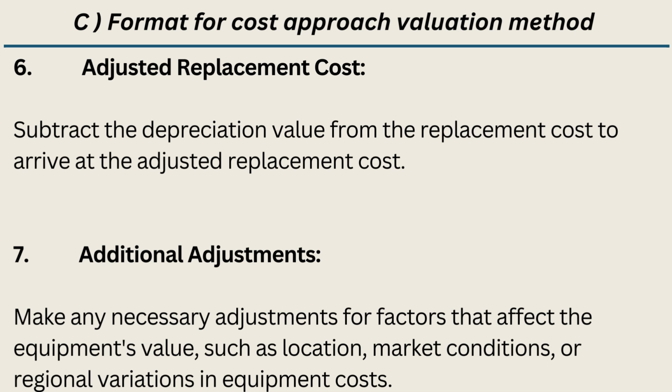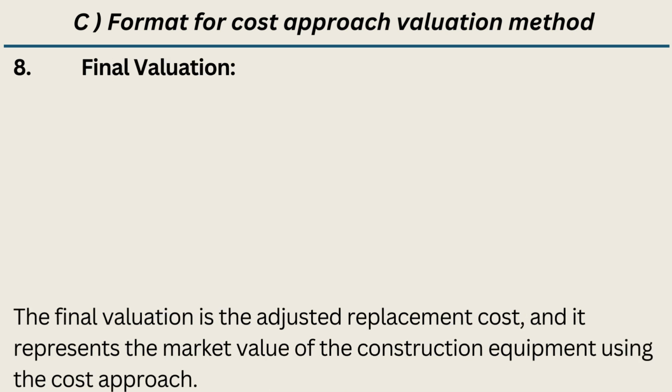7. Additional adjustments. Make any necessary adjustments for factors that affect the equipment's value, such as location, market conditions, or regional variations in equipment costs. 8. Final valuation. The final valuation is the adjusted replacement cost, and it represents the market value of the construction equipment using the cost approach.